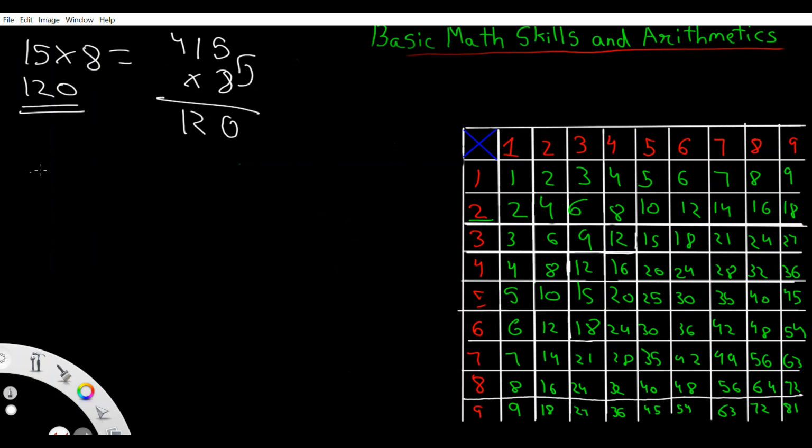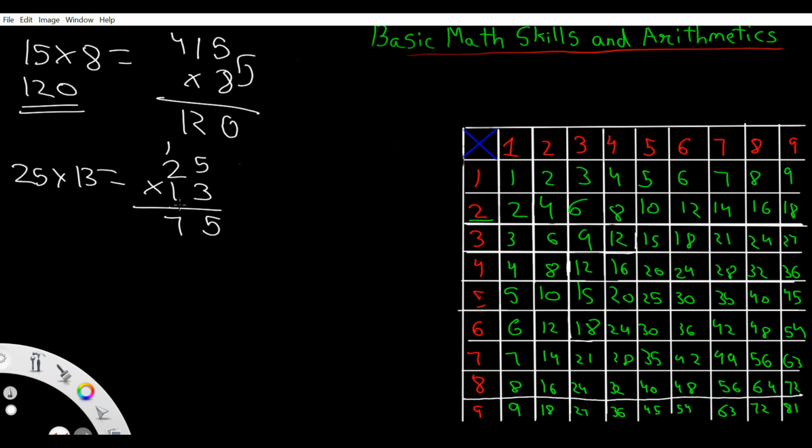How about something like 25 times 13? We similarly write it like this, and we perform single digit multiplication. 3 times 5 is 15. So you write the 5 here and carry the 1 here. 3 times 2 is 6, and 6 plus 1 is 7. So we write 7 here.